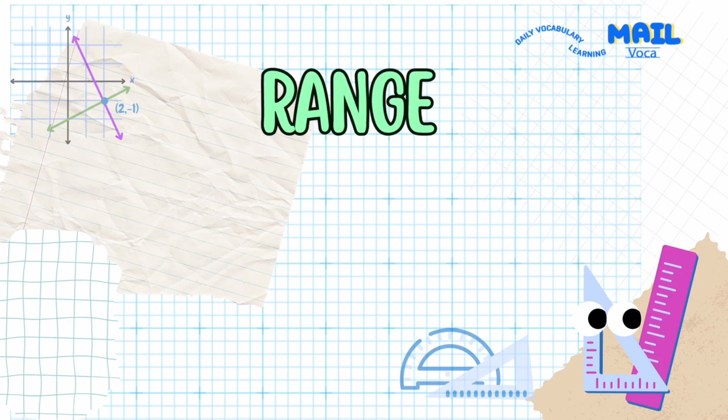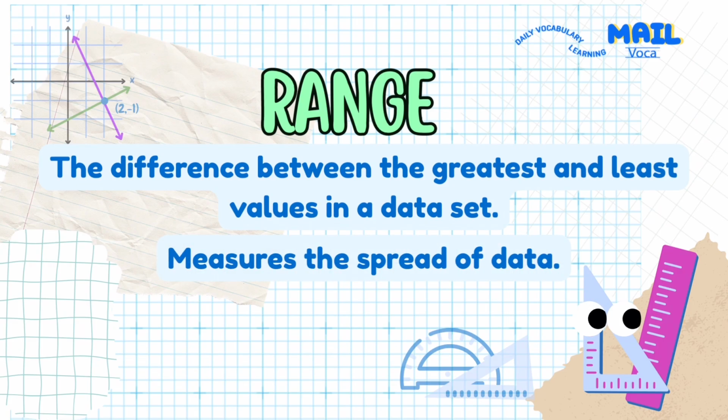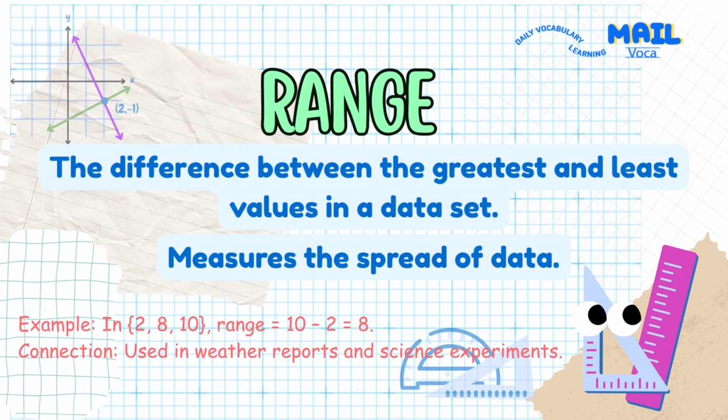Range, the difference between the greatest and least values in a dataset. Measures the spread of data. Example, in 2, 8, and 10, range is 10 minus 2 equals 8. Connection, used in weather reports and science experiments.